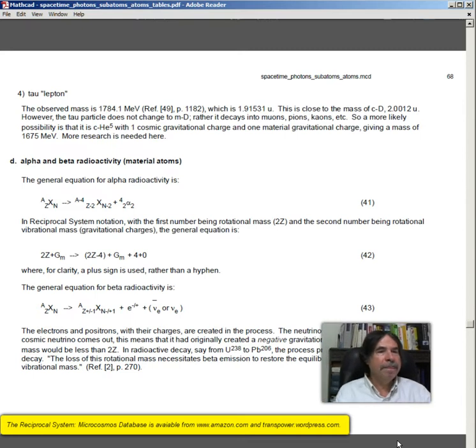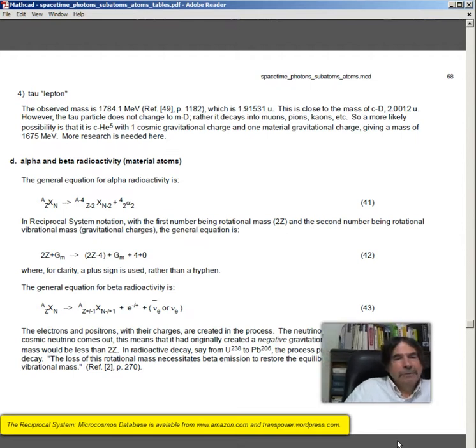For the tau lepton, the observed mass is 1784.1 MeV, reference 49, page 1182, which is 1.91531 U. This is close to the mass of C deuterium, 2.0012 U. However, the tau particle does not change to material deuterium, rather it decays into muons, pions, kaons, etc. So, a more likely possibility is that it is C helium-5 with 1 cosmic gravitational charge and 1 material gravitational charge, giving a mass of 1675 MeV. But that's a little low, so more research is needed here.